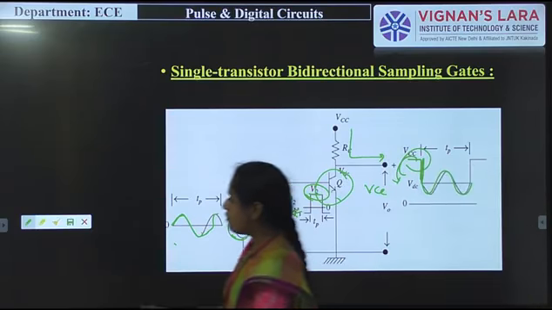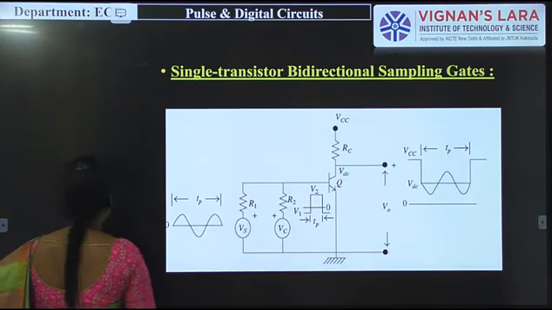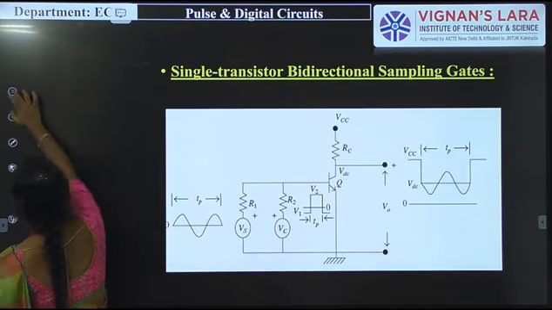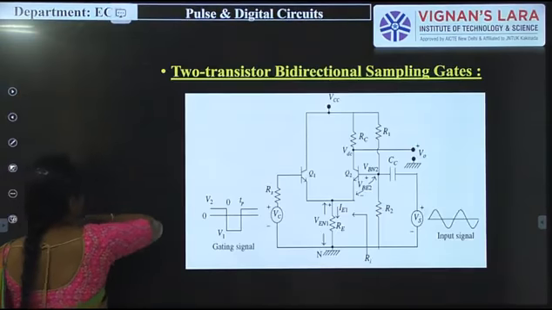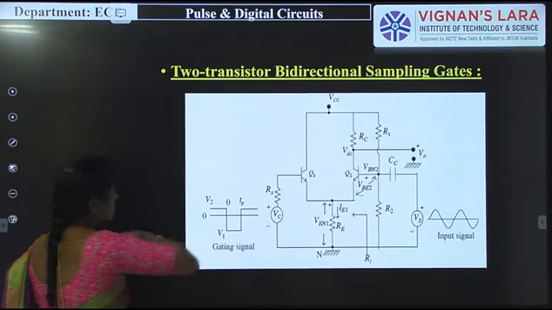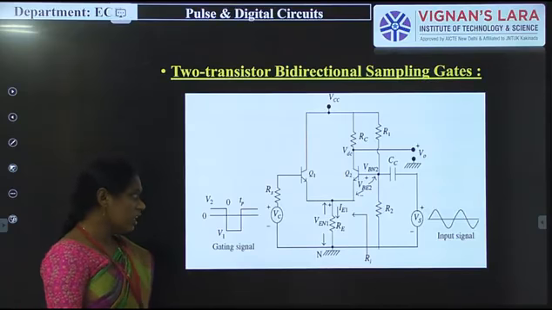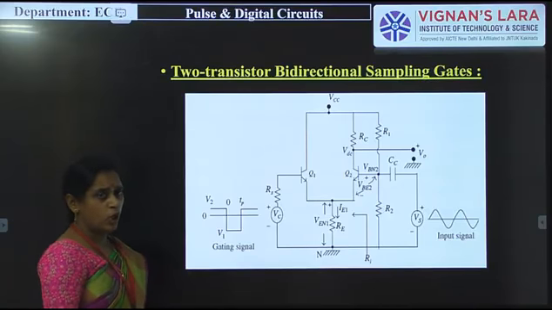Next we discuss the bidirectional sampling gate using two transistors. This bidirectional sampling gate can be designed with two transistors. Here I am using an emitter coupled logic.